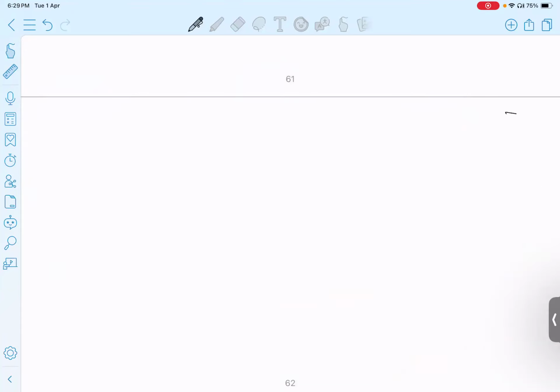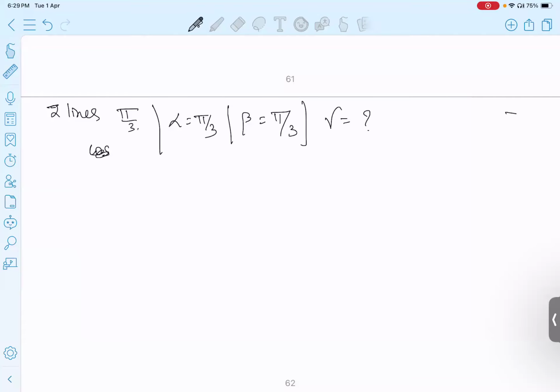And the question was, if two lines make an angle of pi by 3 with each of the x and y axes. So the x-axis is making an angle alpha equal to pi by 3, beta is also equal to pi by 3, then we were supposed to find the value of gamma. Alpha is the angle made by a line with the x-axis, beta is the angle made with the y-axis, gamma is the angle made with the z-axis.